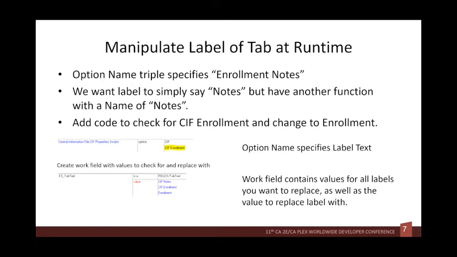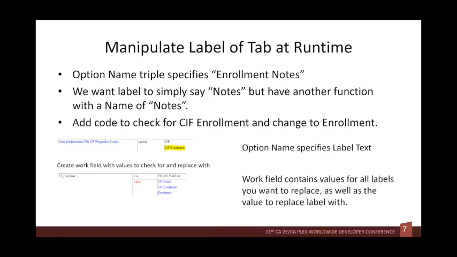So just a simple solution for how to manipulate the label of a tab at runtime is to start by looking at how your labels are defined based on your option names. In this particular example, I've got my CIF properties function. It scopes a scripts, and the scripts has 2 option names, one called CIF and one called CIF enrollment. But at runtime, I don't want the text for the CIF enrollment to say CIF enrollment. I might want it to just say enrollment.